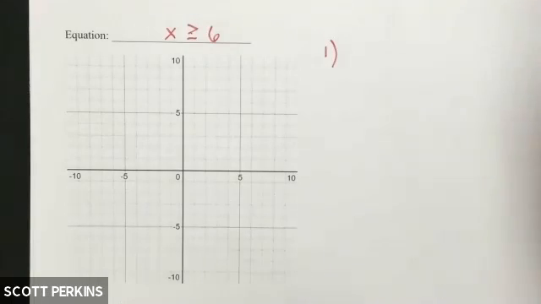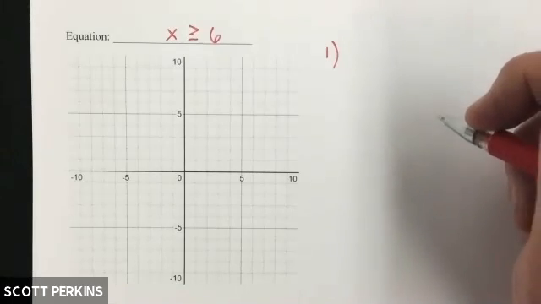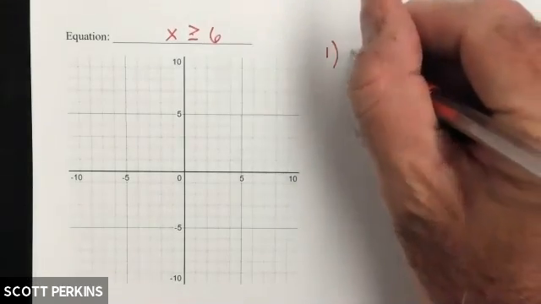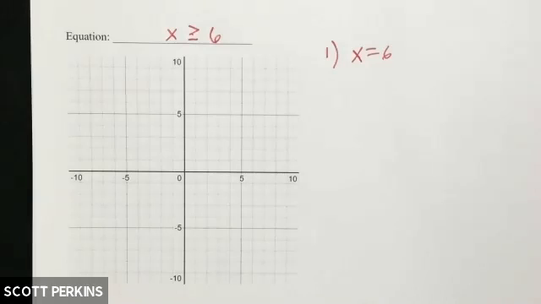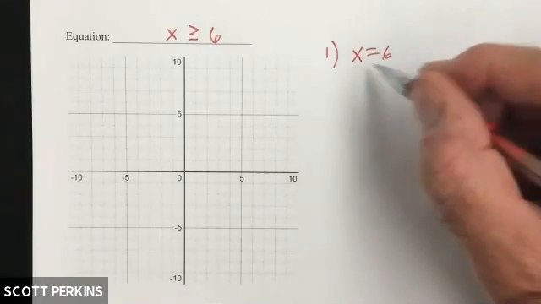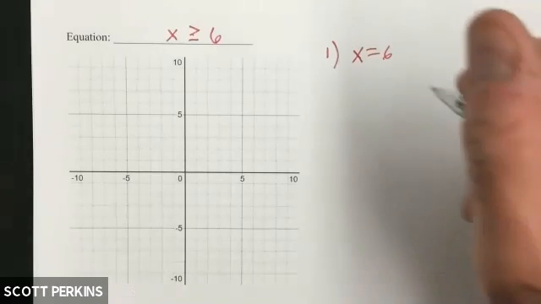All right, first thing is the boundary line. What's the boundary equation on this one? X equals 6. So we went through this earlier. When I'm missing the y and I just have x equal to a number, what kind of line is that? Yeah, it's a vertical line.